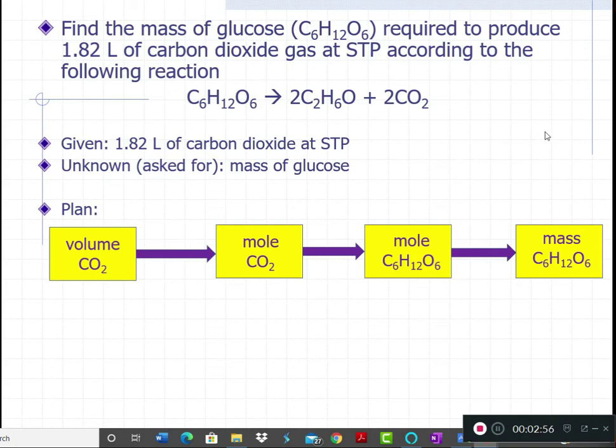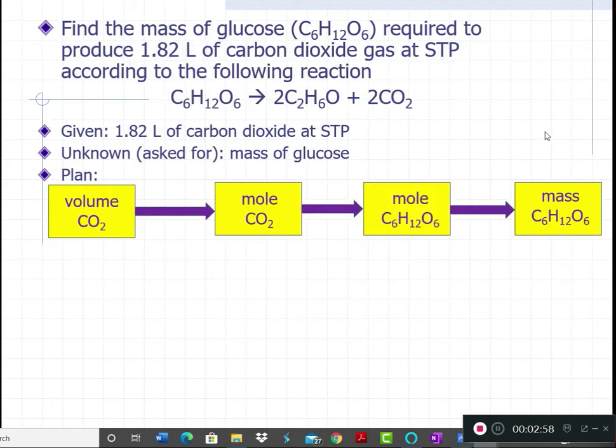So we're going to go across, and again, there are going to be 3 steps. So our 3 steps, for recall, first step is step A. What do we need in order to go from volume of carbon dioxide to mole of carbon dioxide? Well, for that step, you're going to need to use the molar volume of a gas, that 22.4 liters per mole that we are kind of used to.